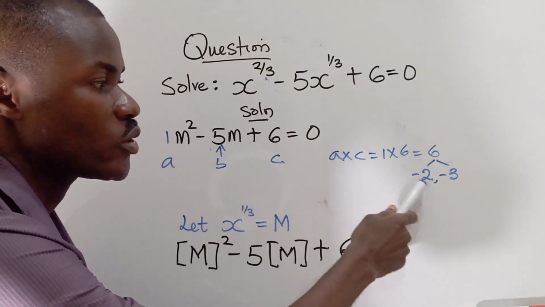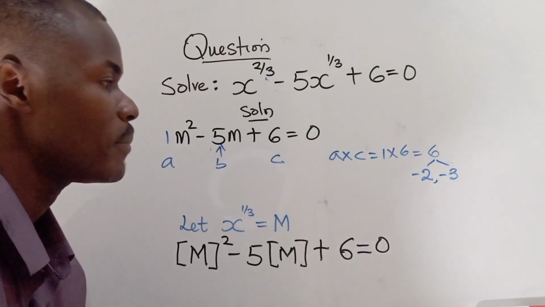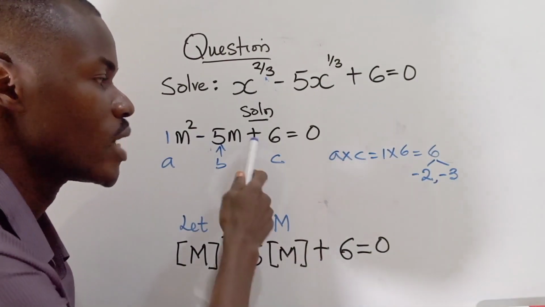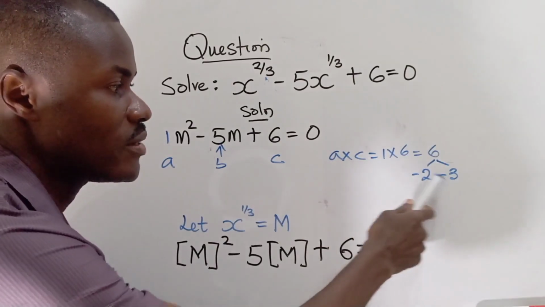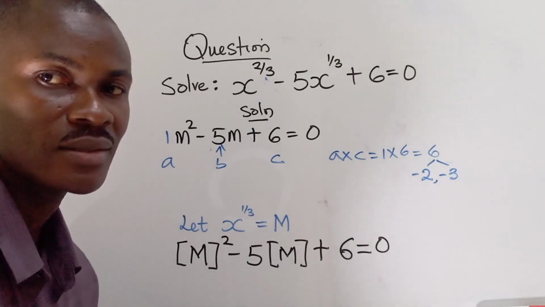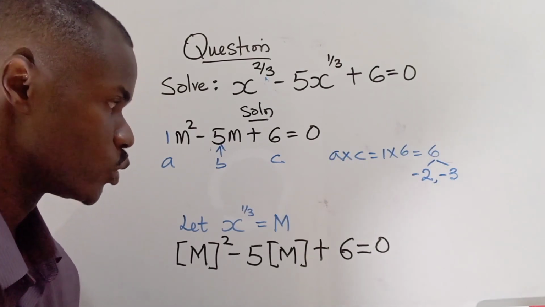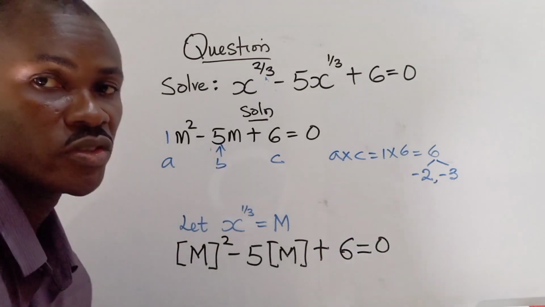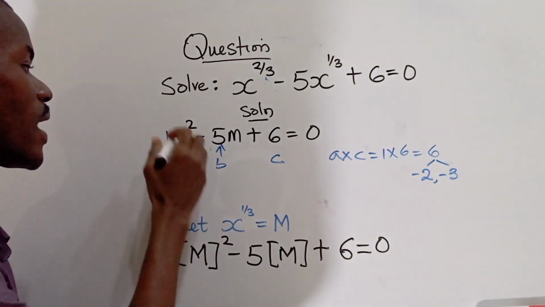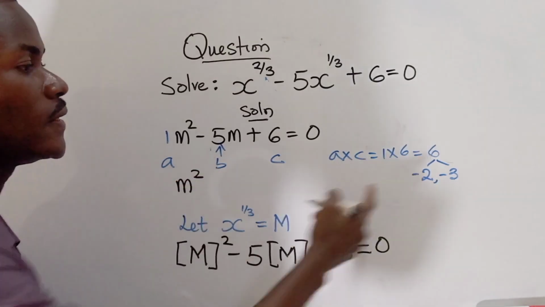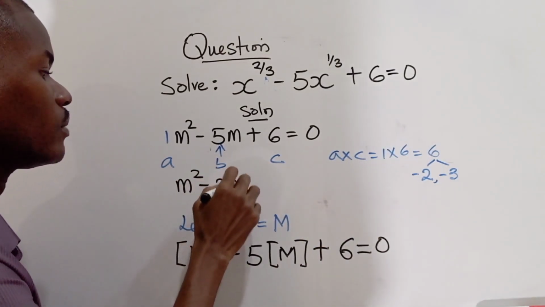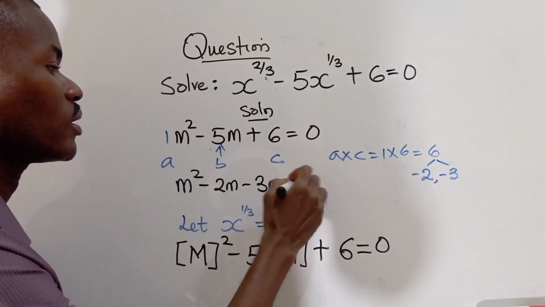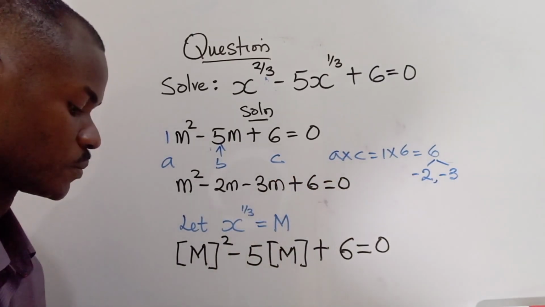Minus 2 plus minus 3 is going to give you minus 5, and if you multiply these two, you are going to get plus 6, because minus times minus is plus, and 2 times 3 is 6. So in place of minus 5n, we are going to write minus 2n minus 3n. So we are going to have n squared, minus 2n minus 3n, which also means minus 5n, plus 6 is equal to 0.